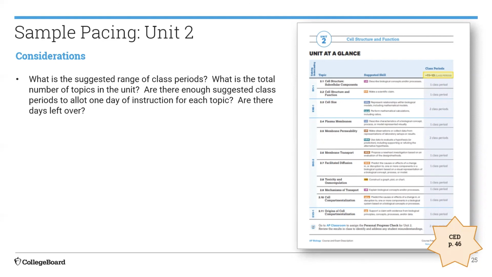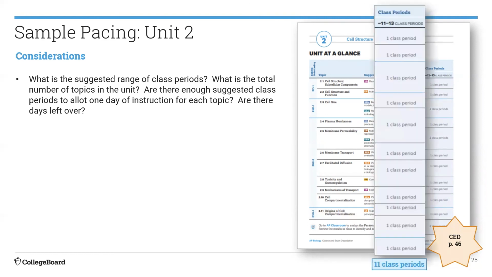So I can see here there's 11 to 13 class periods recommended. There are 11 topics in the unit. So if I wanted to use the minimum number of class days, because I want to save all my extra days for review later on in the school year, I would have to teach each one of these topics within a singular class period.